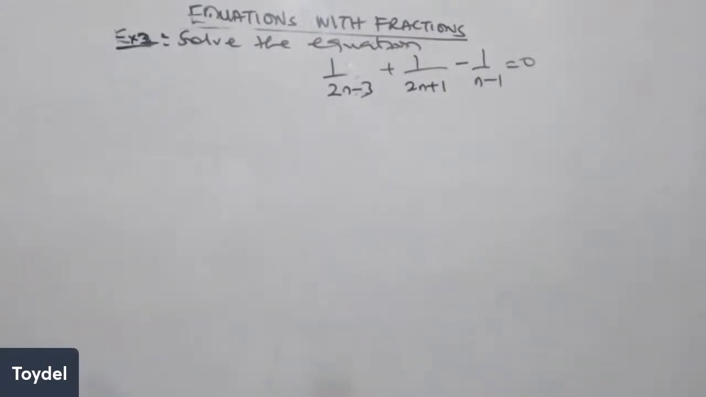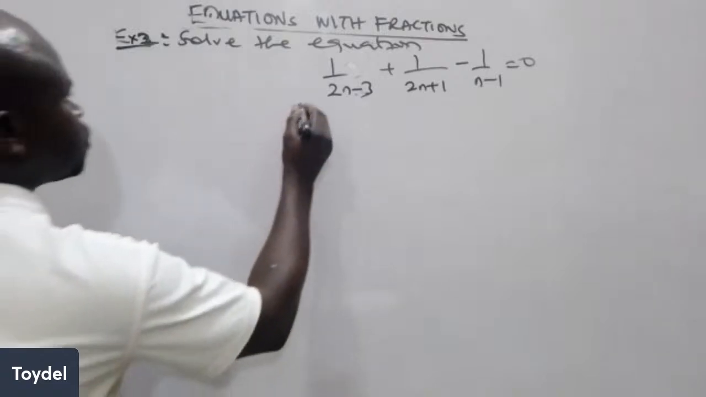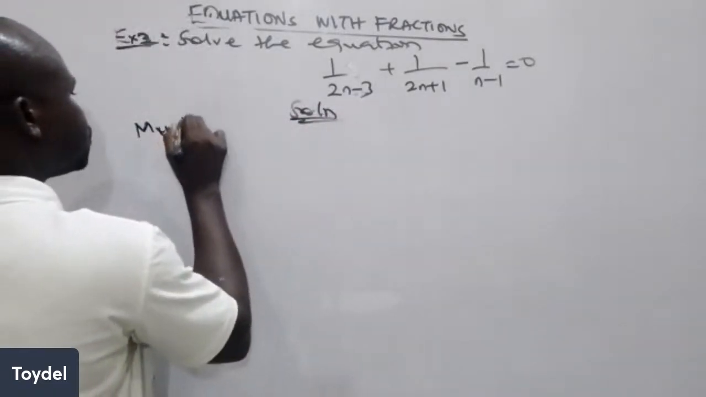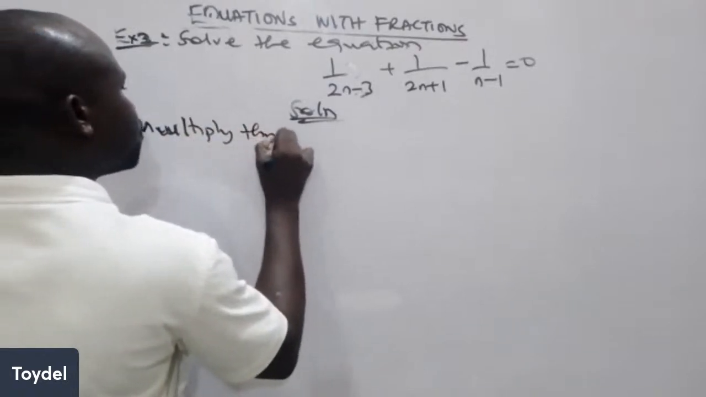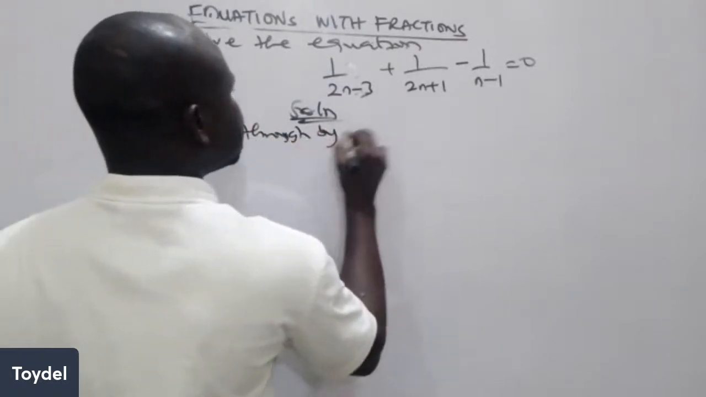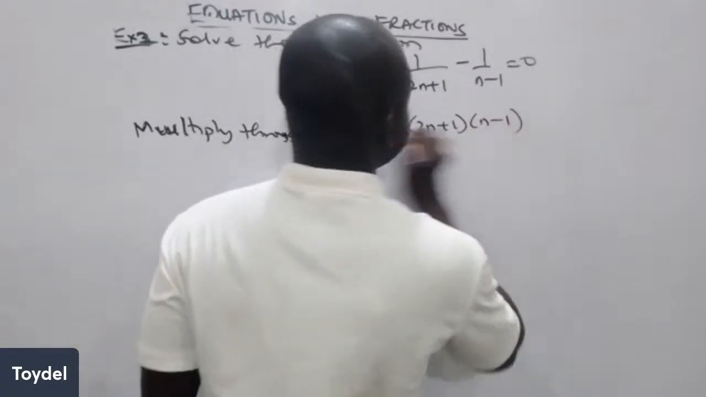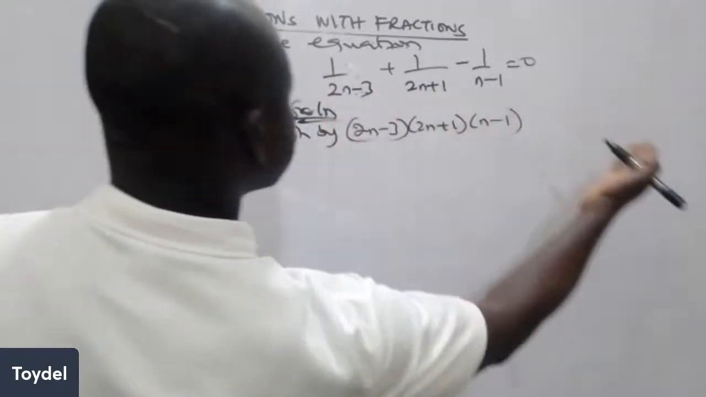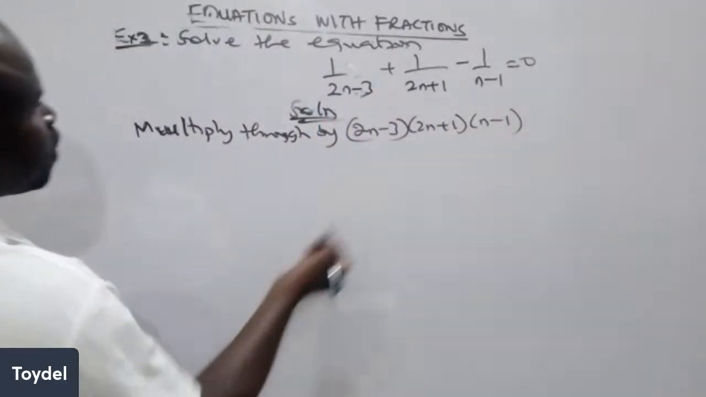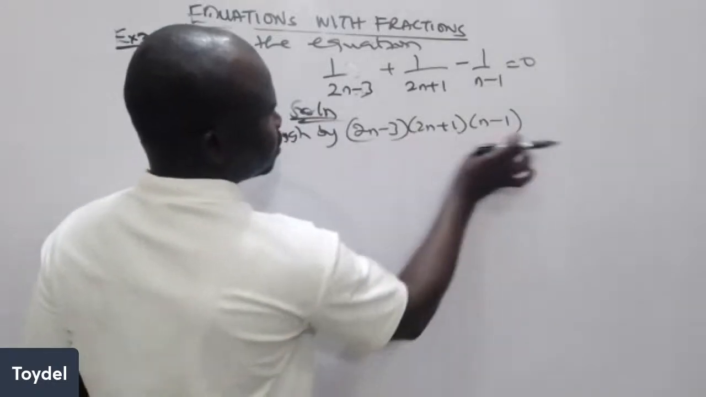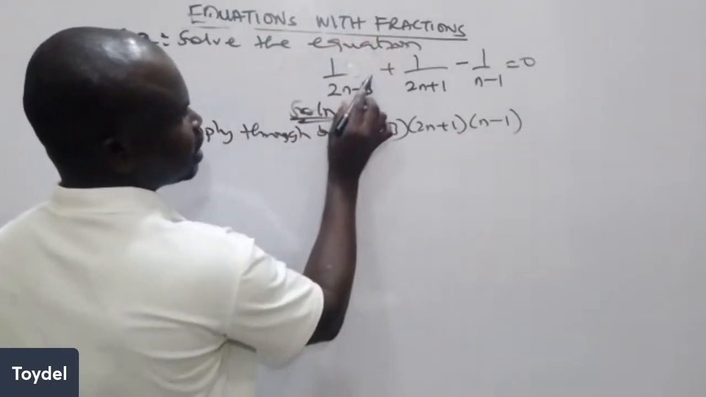Of course, we can actually multiply through by all the denominators, or we take the LCM. So let me just say solution. I can say multiply through by 2n minus 3, 2n plus 1, and n minus 1. That is, or you find the LCM. The LCM will consist of the 3. So it's still the same thing. So if I multiply through by this, if I use all these 3 to multiply the first one, this will take care of this.